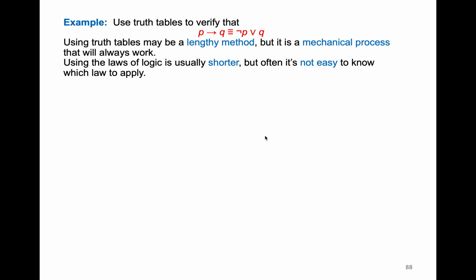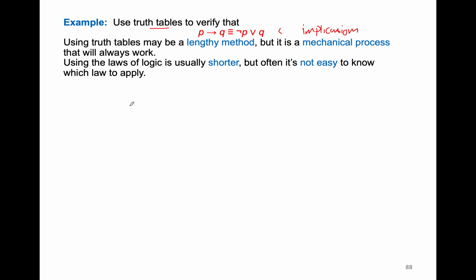All right. Let's see this example. Here we've got two expressions and they are logically equivalent. Now the question asks us to use the truth table to verify whether they are logically equivalent or not. Because if we use, let's say, the laws of logic, we will see that this is the implication law. So it's something like we prove the implication law.